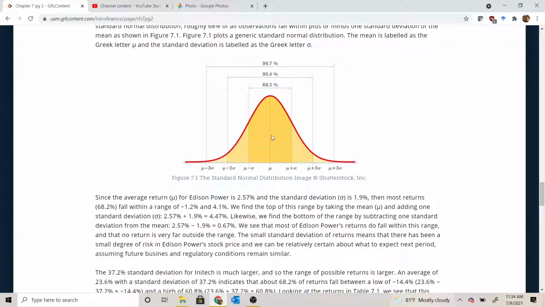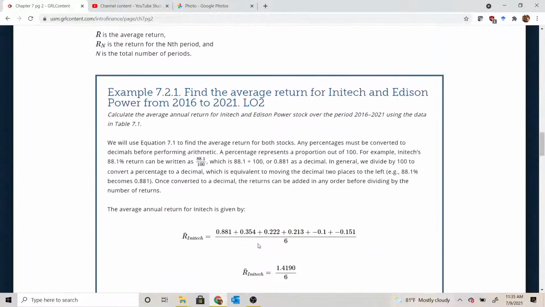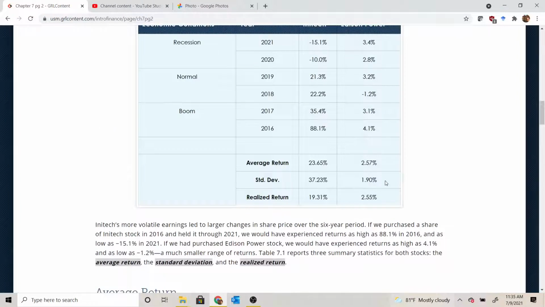So we could say with that, next period, we expect the return to be about 2.57%. And we can say with 68% confidence that next period's return will be somewhere between minus 1.2% and plus 4.1%. So a much narrower range of possibilities, which we could already see looking at the chart, but this really puts it in a picture for us and gives us a more concrete way to think about it. Right? So the takeaway from that is the lower the standard deviation, the less risk there is within this particular asset. And the higher the standard deviation, the more risk there is within this particular asset.